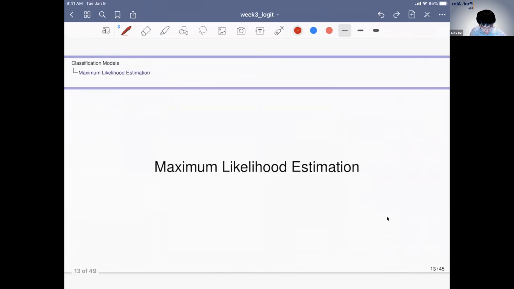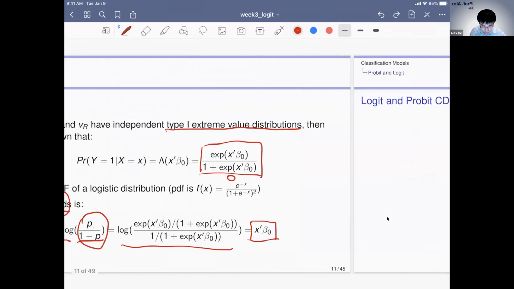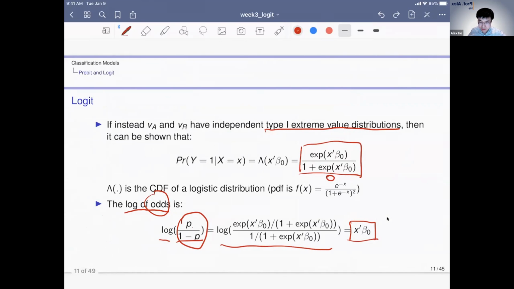Now we want to know, how do we estimate this beta, right?